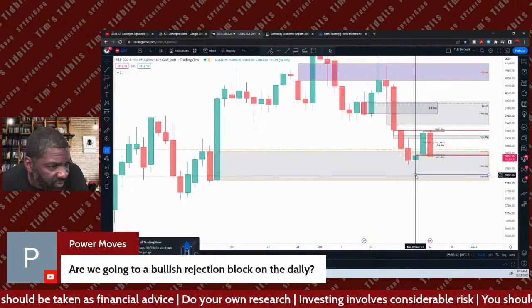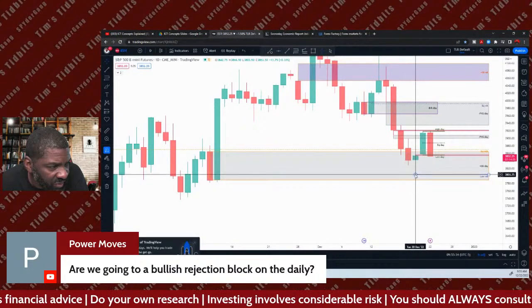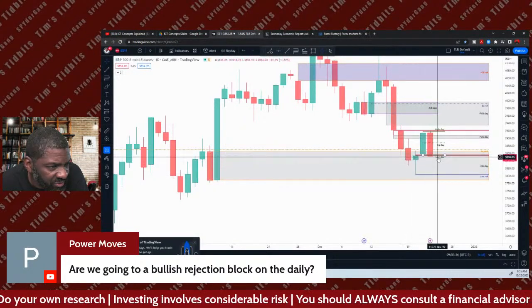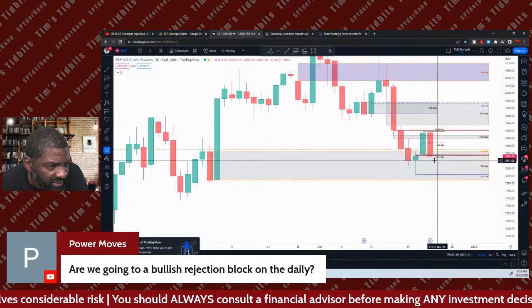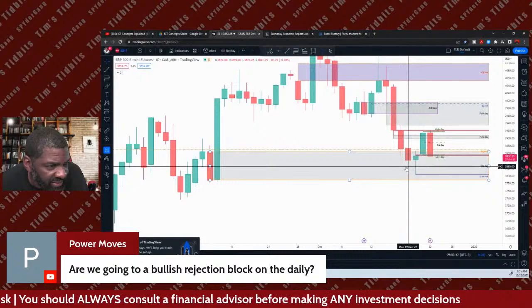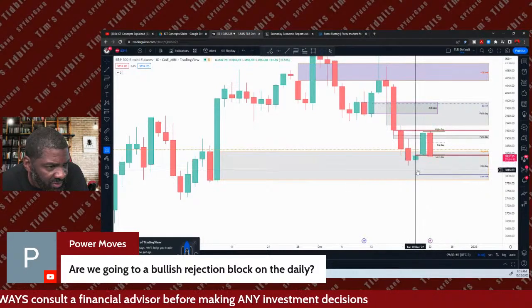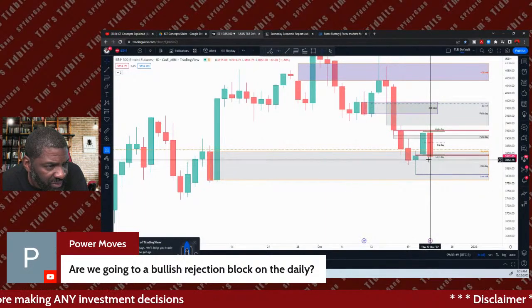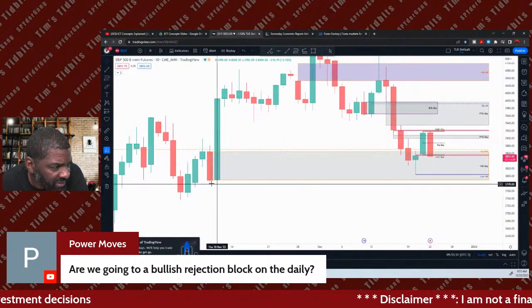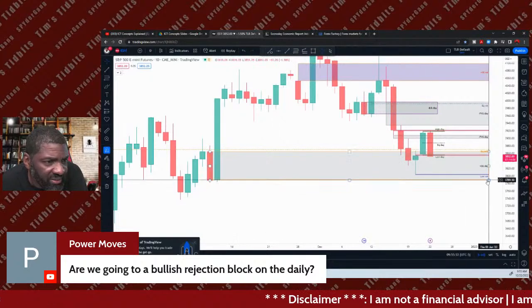What was that? That lower time frame fair value gap. It was like a 4-hour fair value gap that we came down into. Got a nice long wick there, right after taking out that sell side. So yes, this is a potential rejection block right here. But let's see how it plays out because it's so close to this right here.